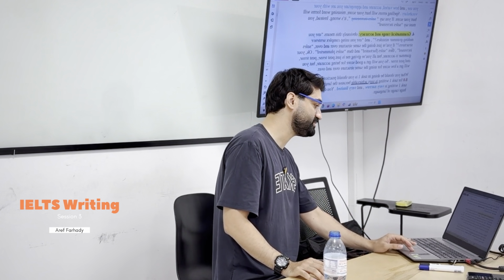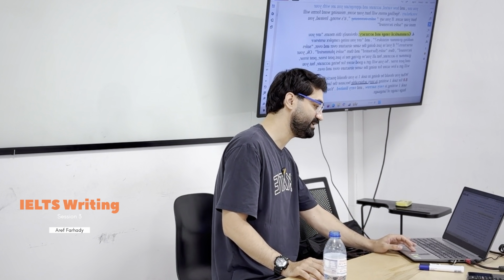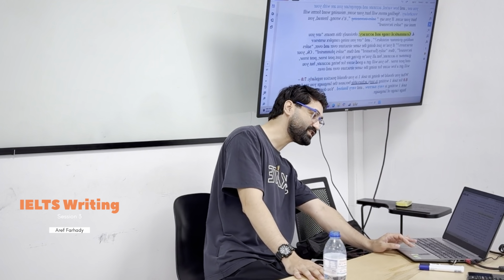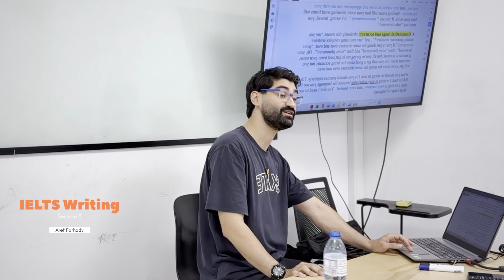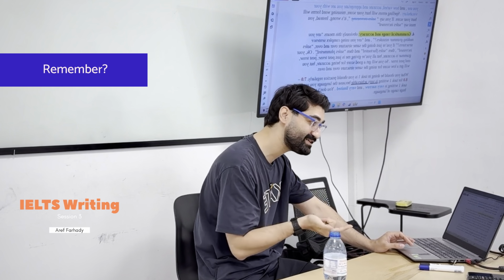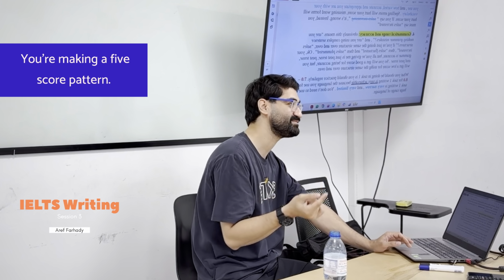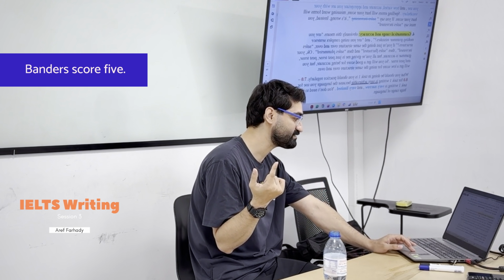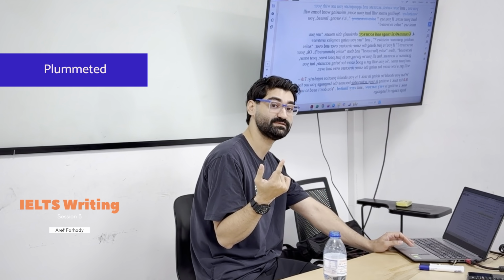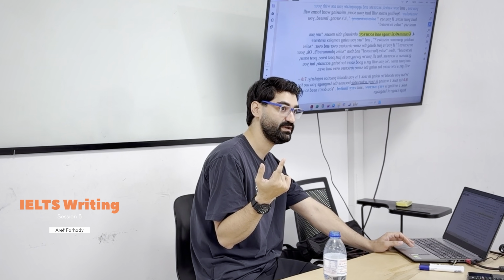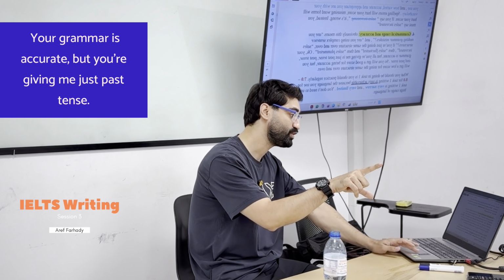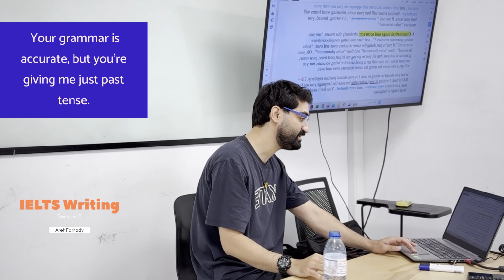Okay, so grammatical range, it is obviously, this means are you making grammar mistakes and are you using complex sentence structures. If you're just doing the same structure over and over, as I said. Remember? So you're making a pattern. You're making a 5-score pattern, band score 5. Sales fluctuated and then sales plummeted. Okay? So different vocab, so better, less common vocab, as we said. Your grammar is accurate, but you're giving me just past tense.